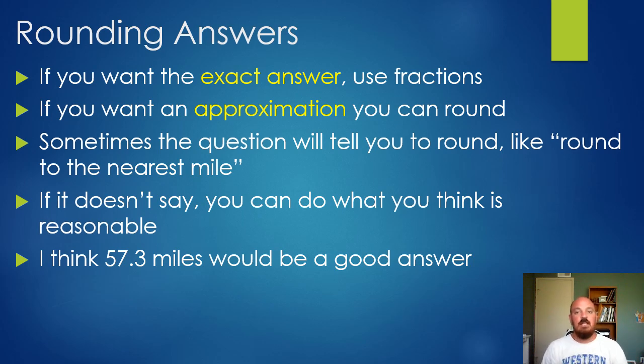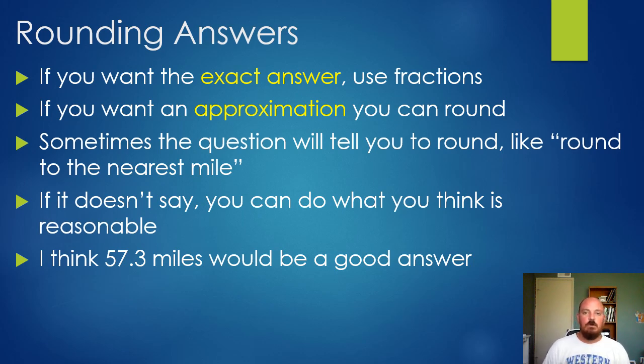I think for the last question, 57.3 miles would be a good answer. That's what's reasonable to me. I think it shows me as the teacher and as the grader that you did the work right and you got the right answer, but it's not ridiculous. It's not 57.3333333. And of course, if you said 57 1/3, I wouldn't mark that wrong. That's actually a better answer. That's the exact answer, but it's not going to come from a calculator. Most calculators don't do fractions, they do decimals. So you get the idea.